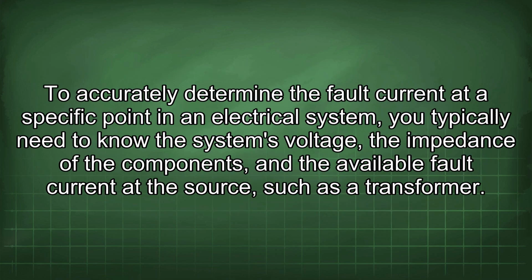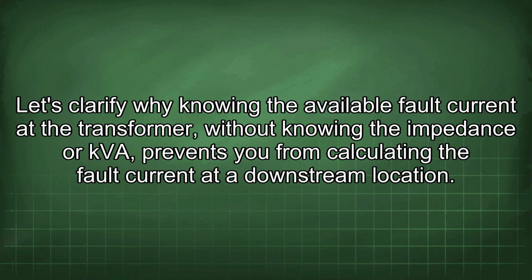To accurately determine the fault current at a specific point in an electrical system, you typically need to know the system's voltage, the impedance of the components, and the available fault current at the source, such as the transformer. Let's clarify why knowing the available fault current at the transformer without knowing the impedance or kVA prevents you from calculating the fault current at a downstream location.